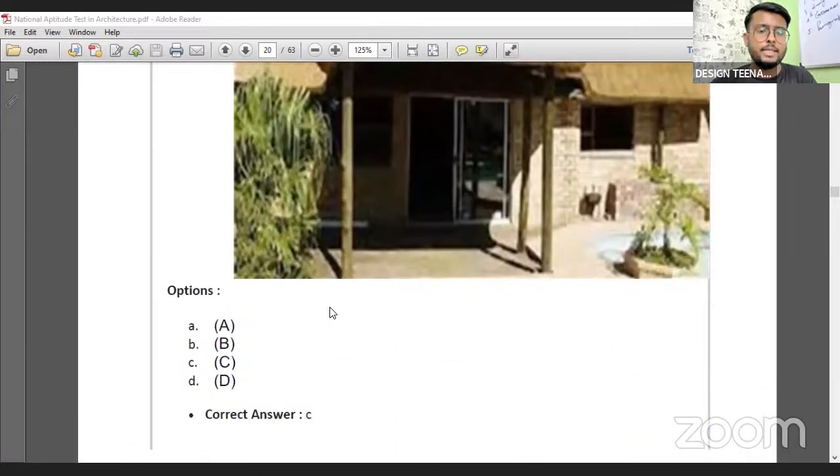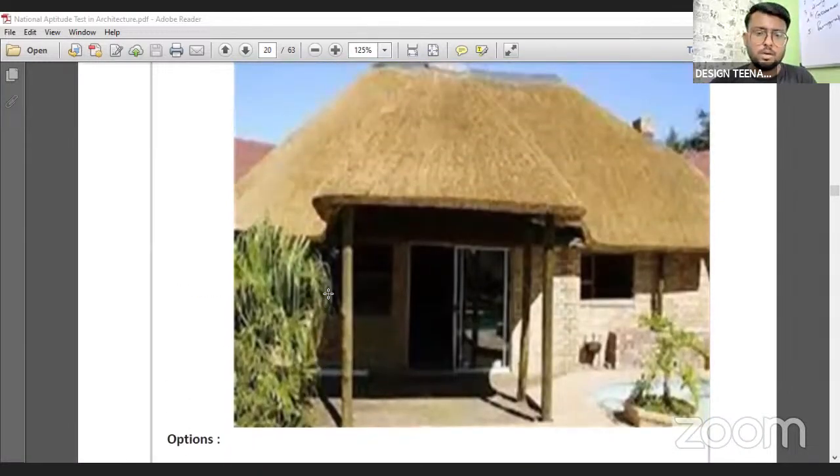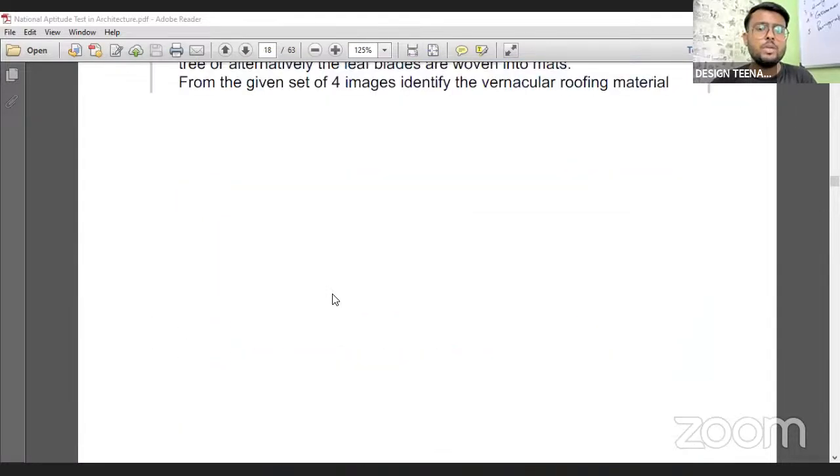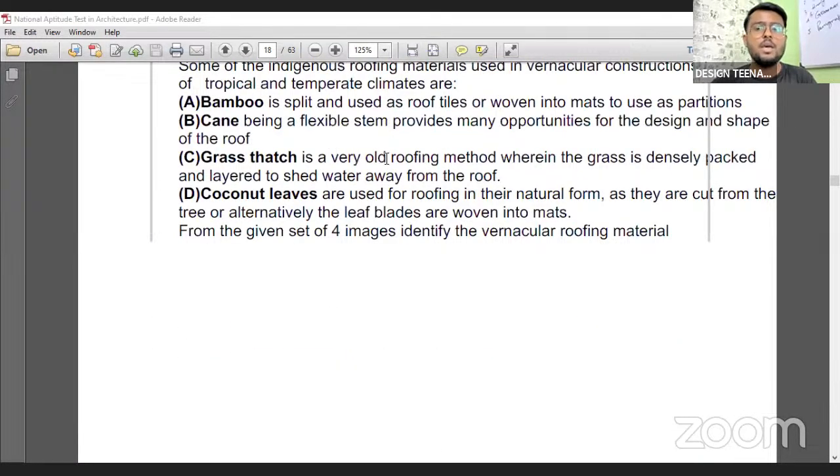This is the exterior visible structure. And over here, what is it comparing with? We can see mostly the use of grass thatch, a very old roofing method wherein the grass is densely packed and layered to shed water away from the roof. Okay.